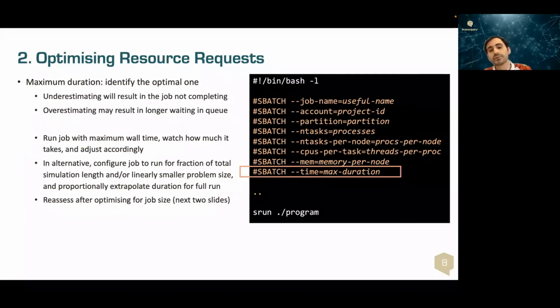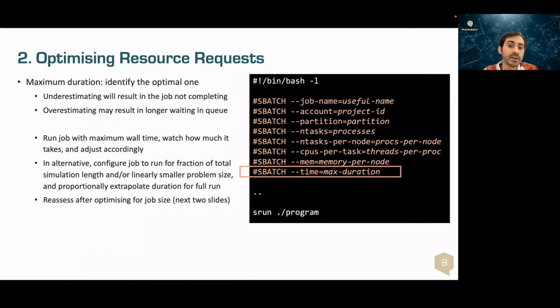Let us now move to the second case, optimizing resource requests. This is quite important. This is both about ensuring that the requests match what you actually need, which means that the scheduler will be scheduling your job for execution in the best possible way. But this is also about eventually selecting an optimal number of nodes and CPUs for your job so that you can get the answer faster with a reasonable cost in terms of service units.